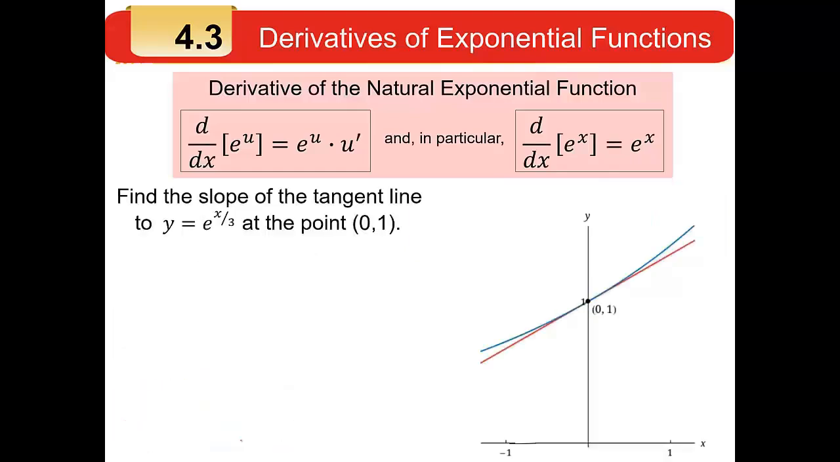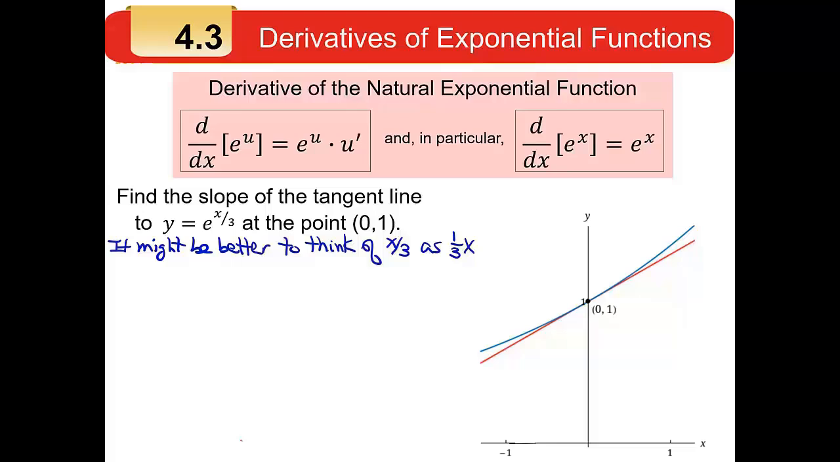How about this? Find the slope of the tangent line to y is equal to e to the x over 3 at the point 0, 1. We have a picture of what that looks like on the right, but the picture is not really necessary to solving the problem. First thing you do when you look at this is say, well, x over 3 might better be thought of as 1/3 x. When you're taking derivatives, it's easier to take the derivative of a number times x, or a number times x to a power, than thinking of it as x divided by a number.